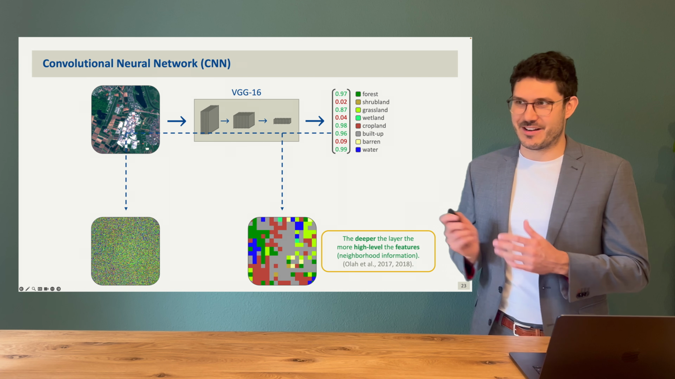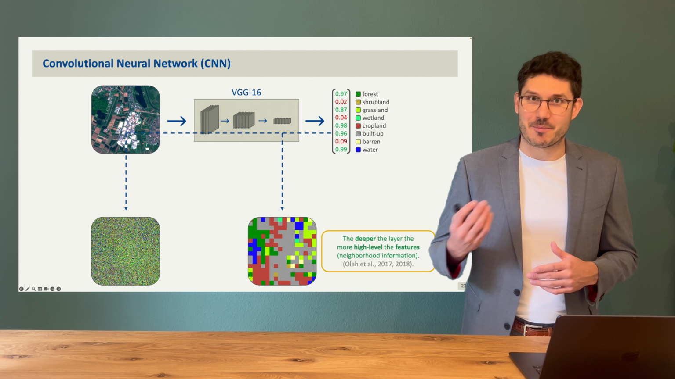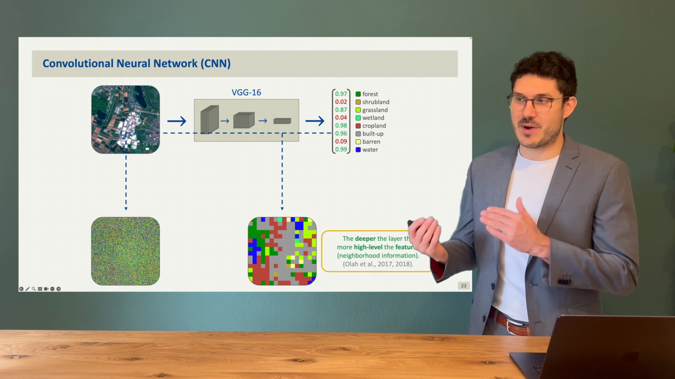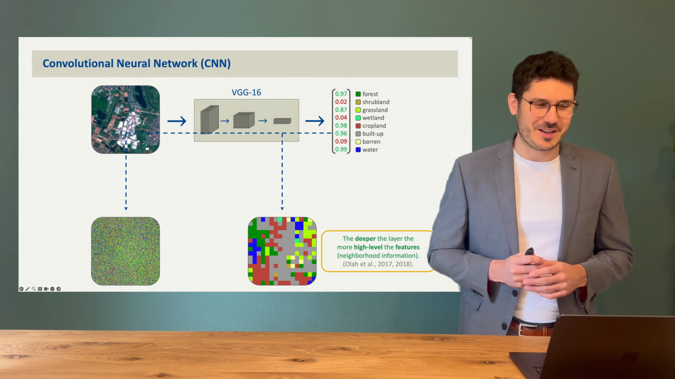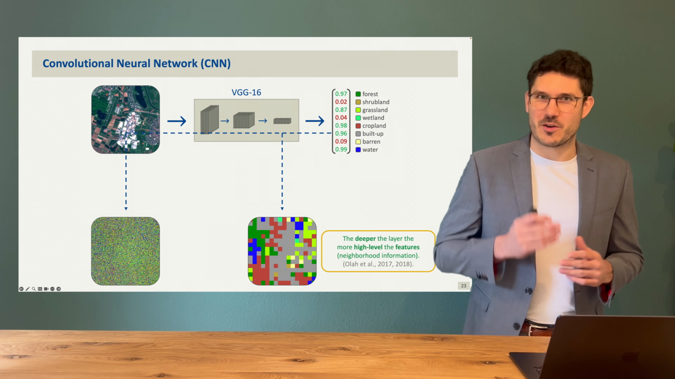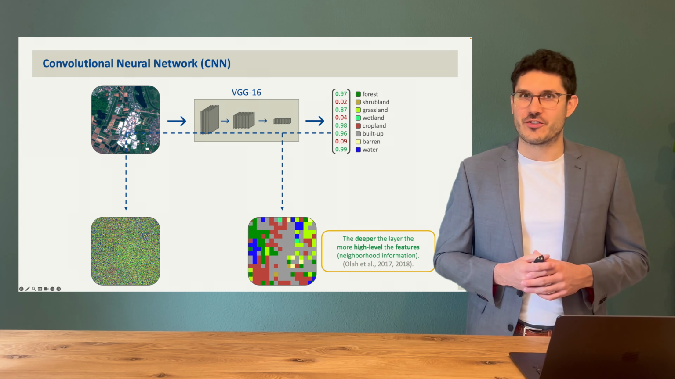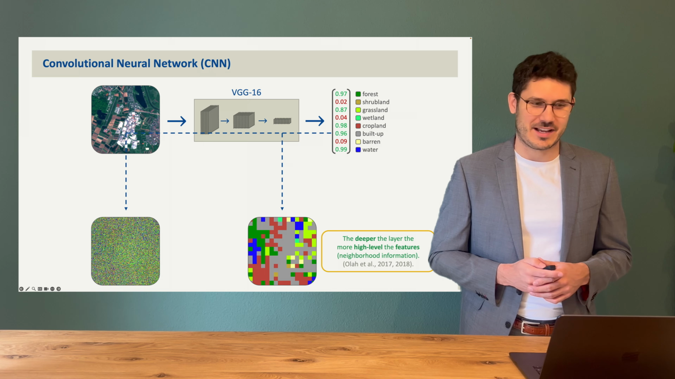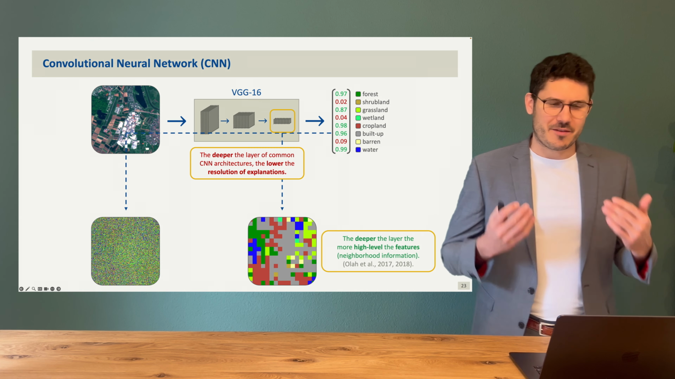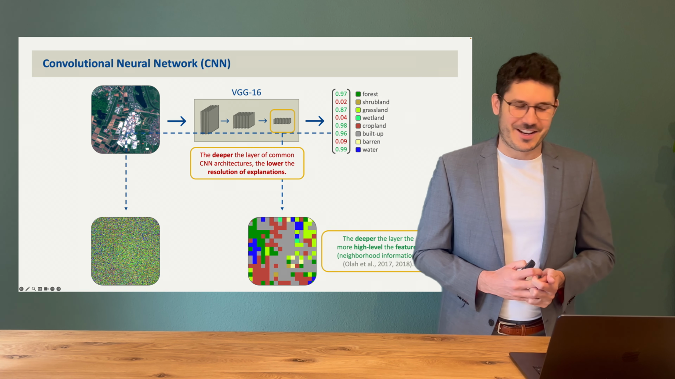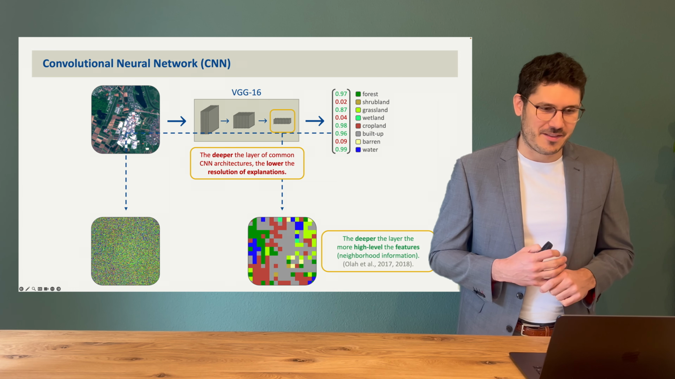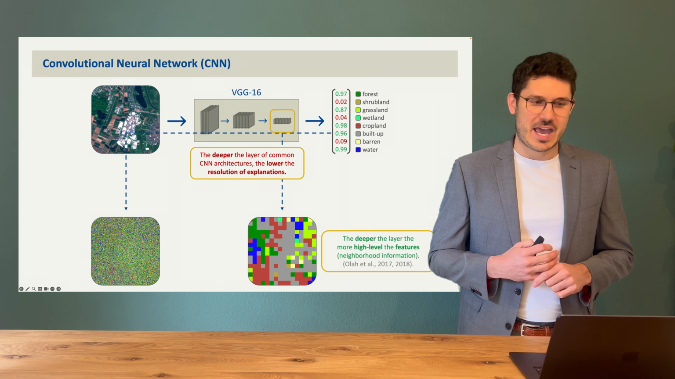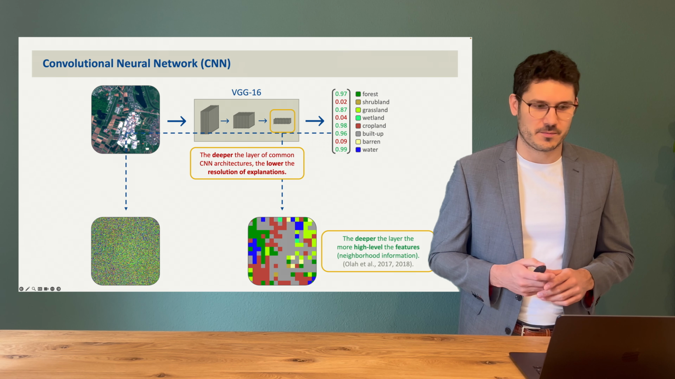And as you see here in this image, the build-up class, for example, indicated by gray, is mostly presented in the middle of the image. And this aligns quite well with the actual location of the build-up class in the satellite image. However, calculating attribution maps at deeper layers has one downside, and that is that deeper layers usually have a lower resolution.